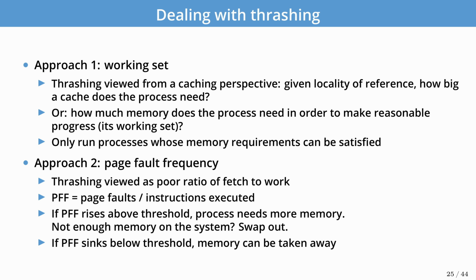Another approach is to look at the page fault frequency. We can consider that the page fault frequency is the page faults versus the instructions executed. Think of the example that I outlined earlier. If we're taking a page fault on every instruction or every couple instructions, then we're not really making any progress. So the page fault frequency allows us to measure this and tell us whether or not we're actually making progress in an application. And as the page fault frequency rises, we could give more memory to the application. And as it falls, we could take memory away and possibly give it to other applications.